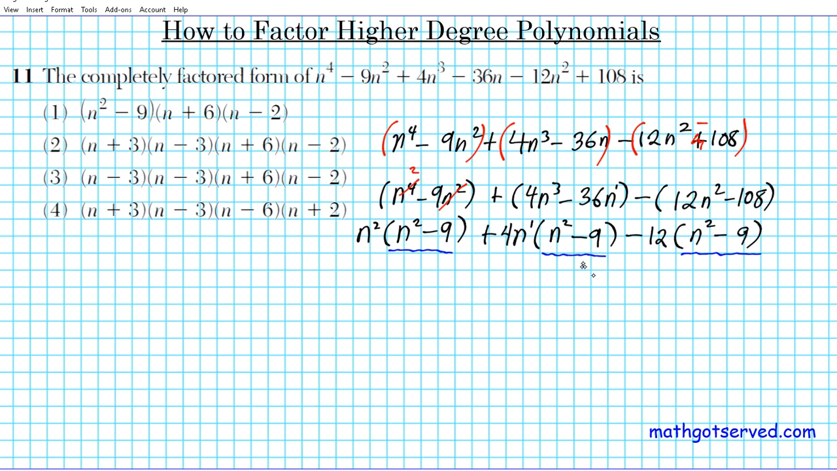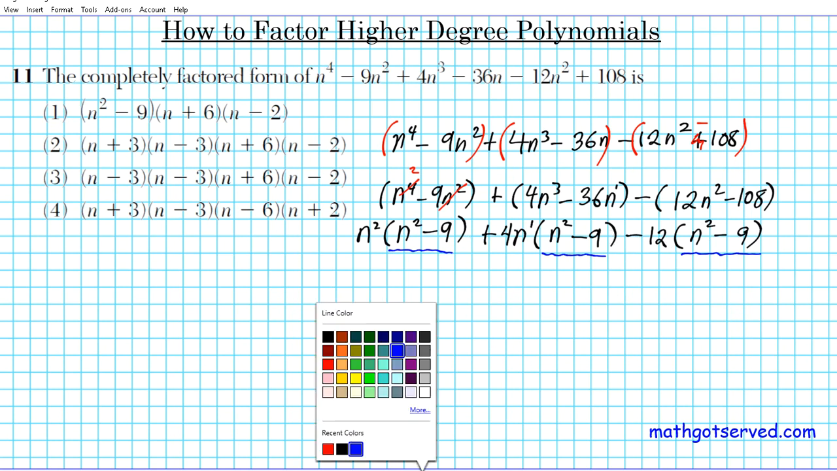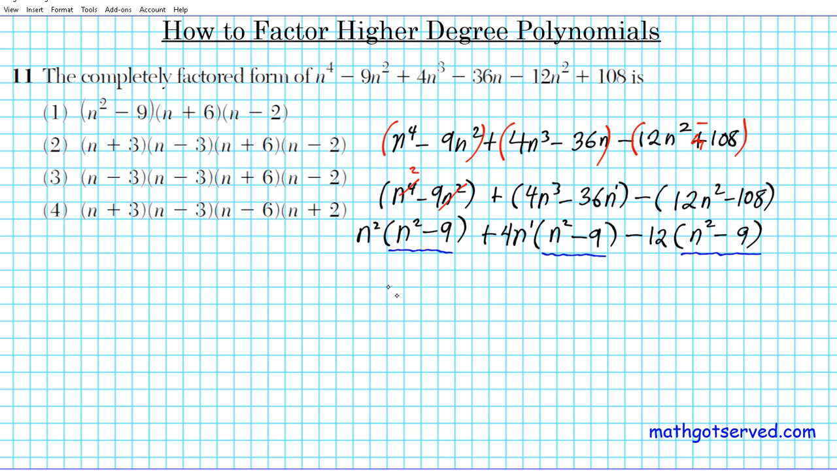Alright, so this is an excellent approach because everything looks great right now. So the fact that we have identical quantities, that gives us the opportunity to move on to the next step, which is to factor out these identical quantities. Alright, so what we're going to do is we're going to factor out n squared minus 9 from all the 3 terms that we have here. So we factor it out, we have n squared right here, n squared minus 9.